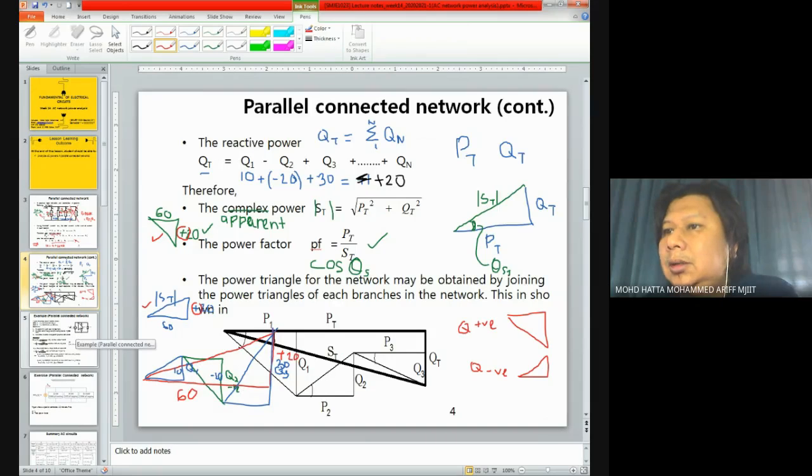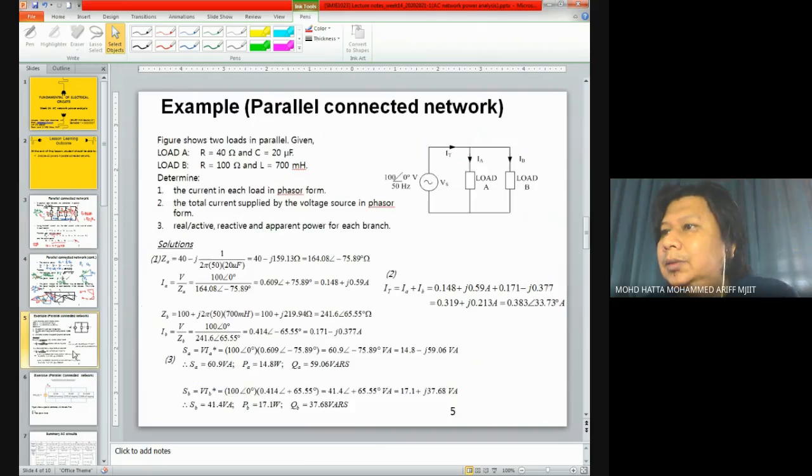All right, that's actually the content of today's lecture: parallel connected networks and the way we combine powers in a parallel connected network. So we have a look at an example. For the first example, we have two parallel connected networks. And I think this example had been asked in test two of previous semesters, if I'm not mistaken. Anyway, we have the circuit.